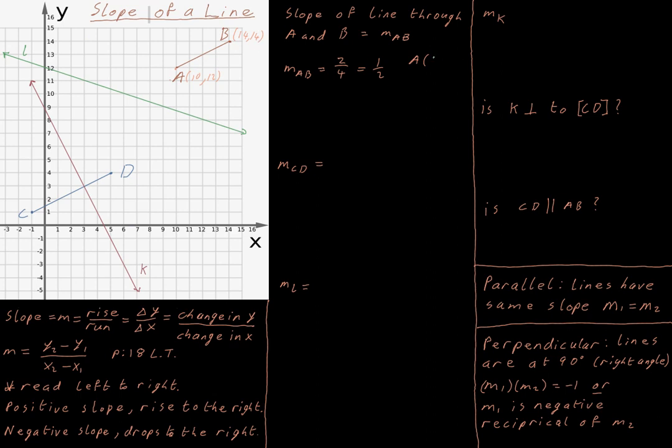So A is at 10, 12. B is at, I want to give myself a little bit more space than that, B is at 14, 14. So if I write down my slope formula, m is equal to y2 minus y1 all over x2 minus x1. The difference of my y's divided by the difference of my x's, effectively my rise divided by my run, just written out in more formal maths language.